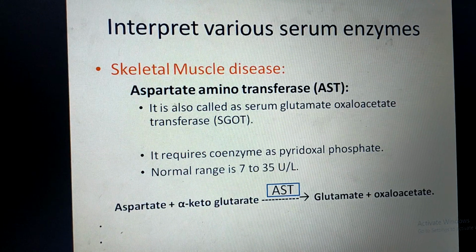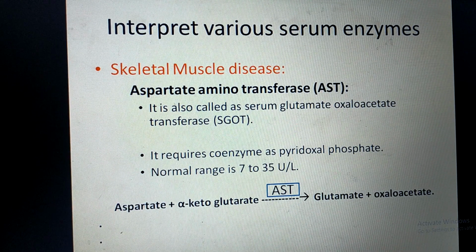The next enzyme which is studied in skeletal muscle disease is aspartate amino transferase. It is also called serum glutamate oxaloacetate transferase. It requires coenzyme pyridoxal phosphate and its normal range is 7 to 35 unit per liter. It catalyzes the conversion of aspartate and alpha ketoglutarate into glutamic acid and oxaloacetate.